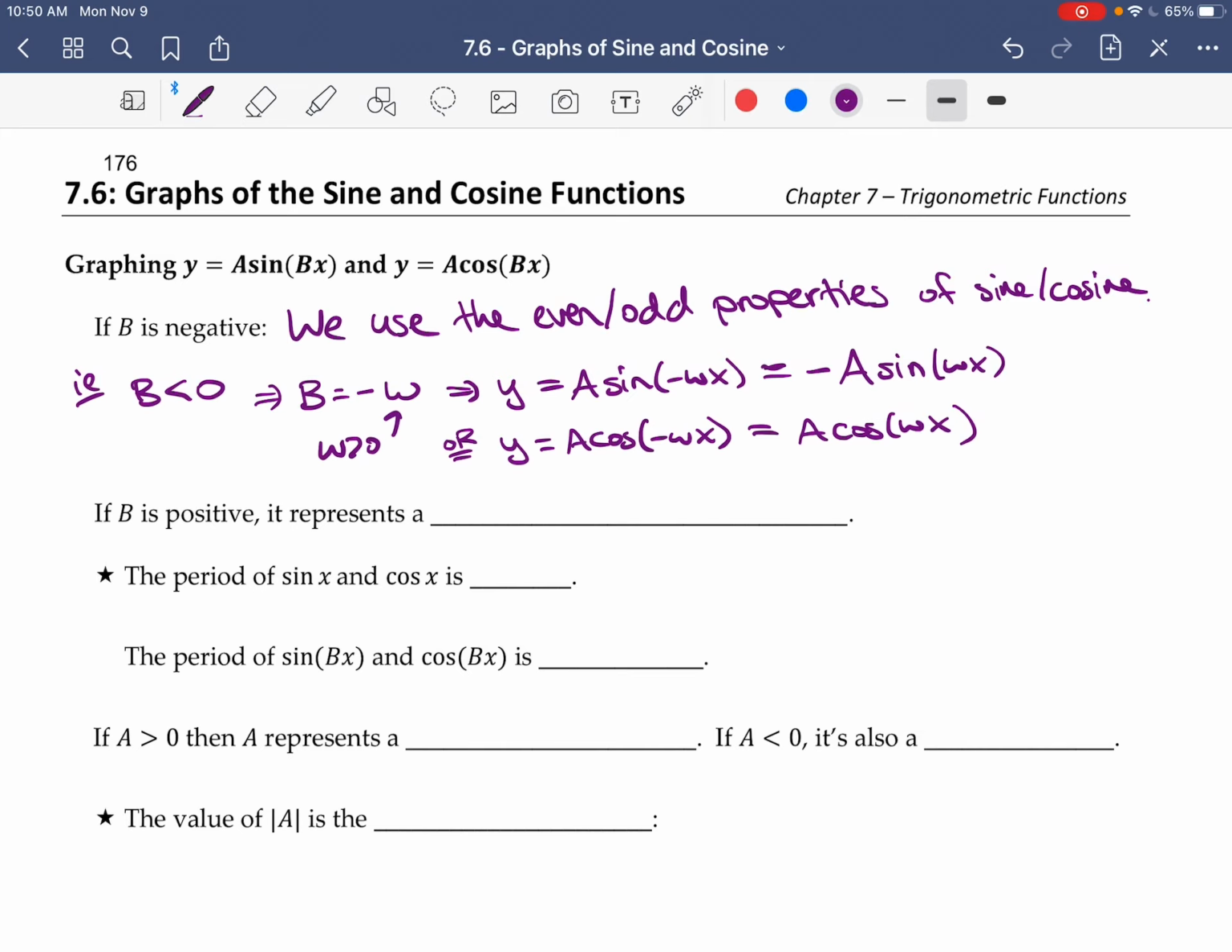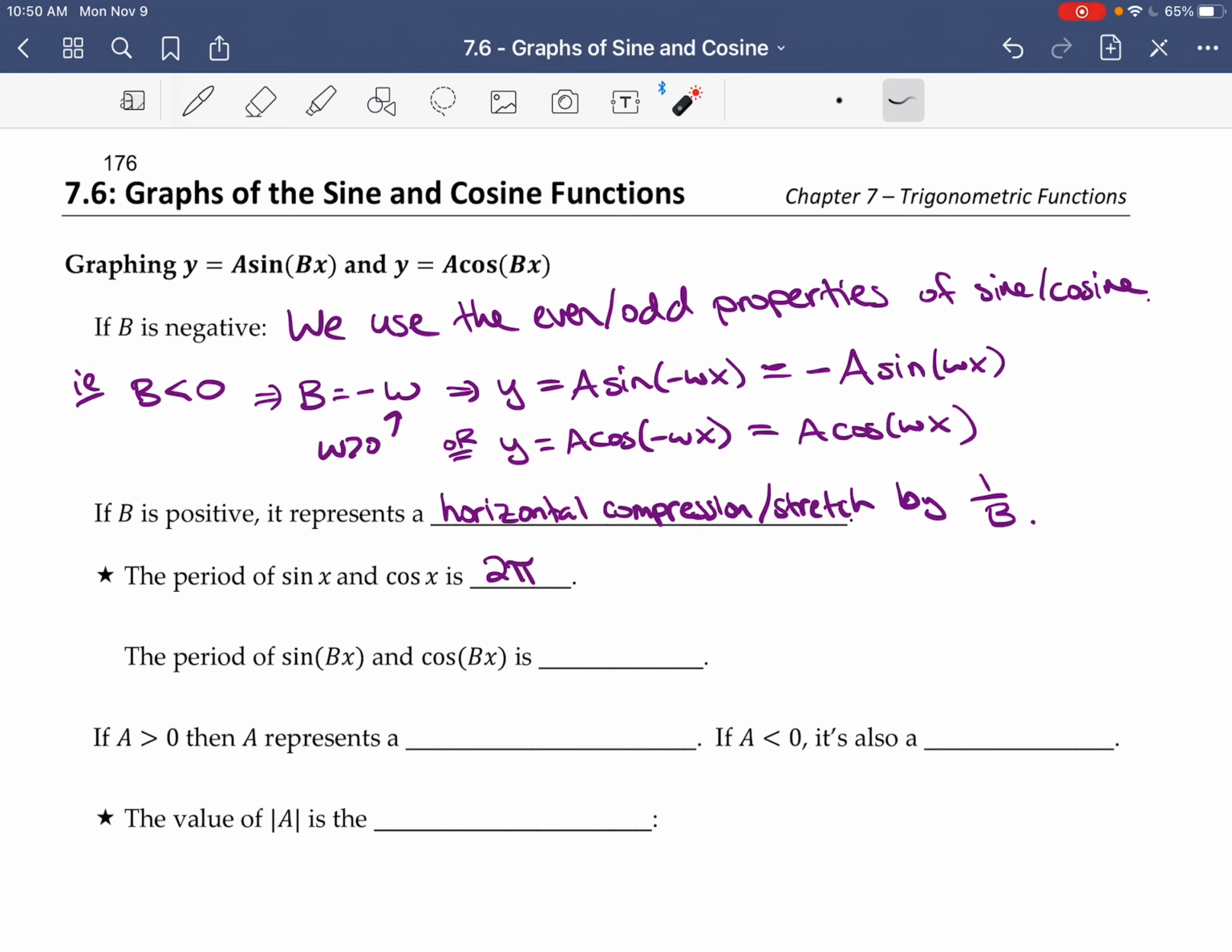Now if b is positive, which is what we're only going to deal with, it represents a horizontal compression, or stretch, depending on what b is, by 1 over b. So the period of sine x and cos x is 2 pi, but the period of sine of bx and cos of bx, we're going to be multiplying each of the x coordinates by 1 over b.